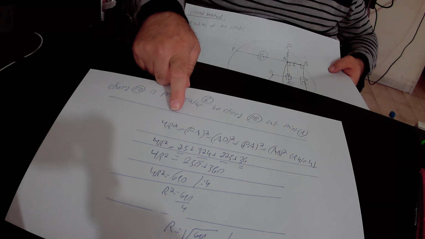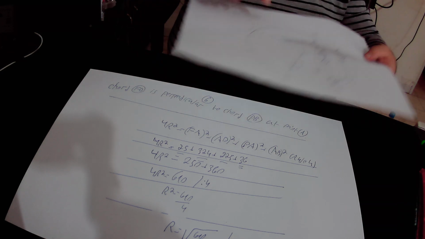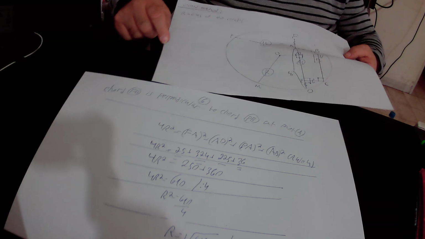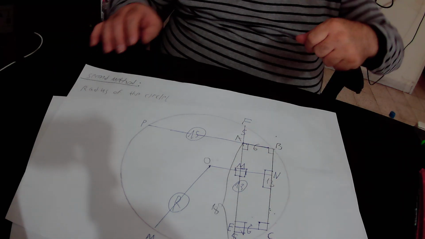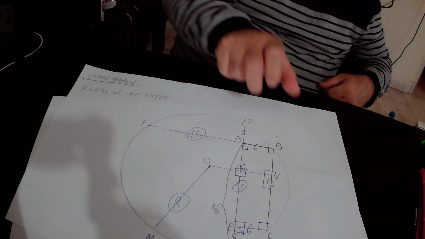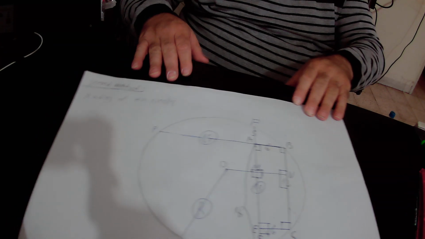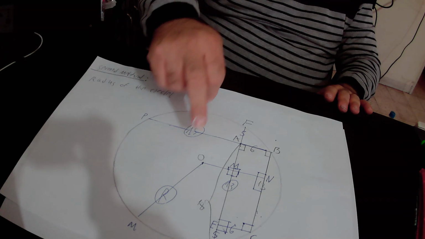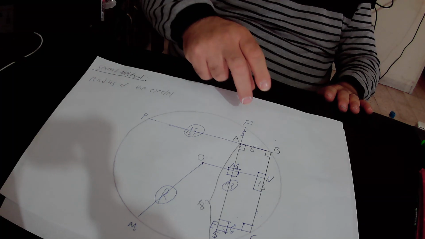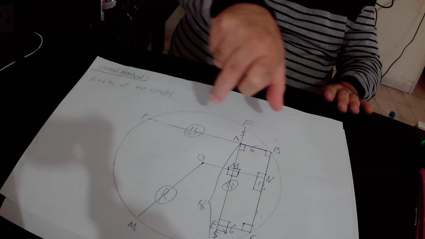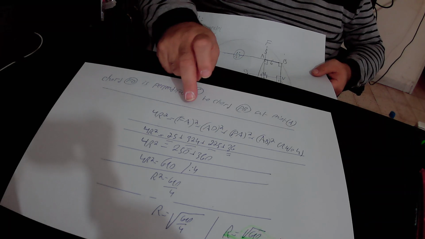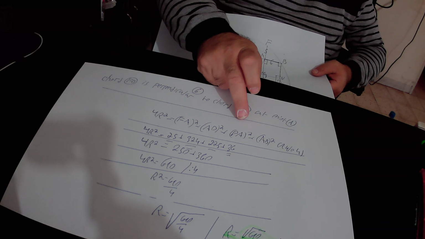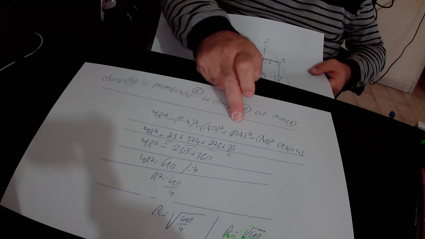4R squared, where R is the radius of this circle, equals FA squared plus AD squared plus PA squared plus AB squared.